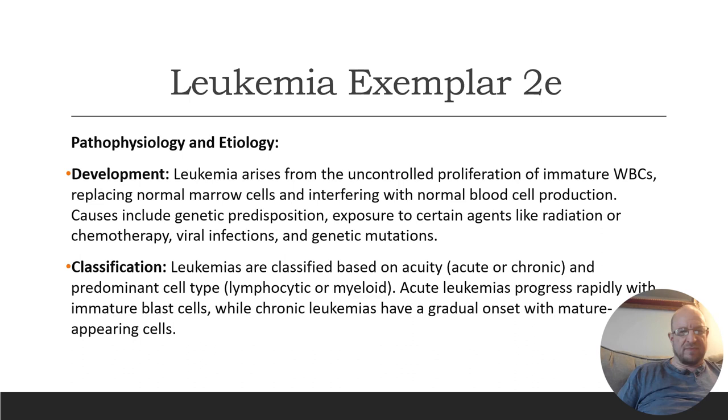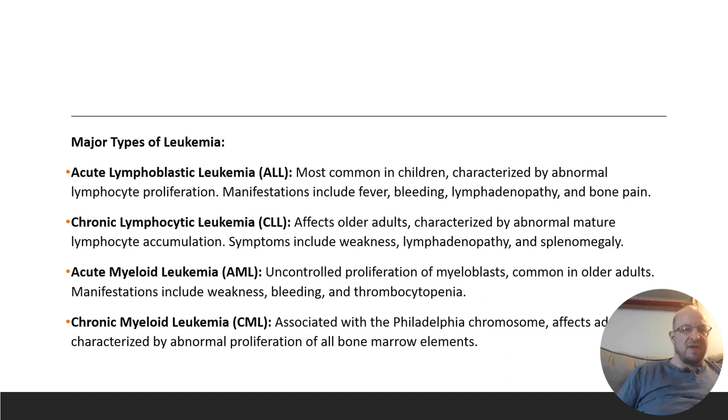Leukemia can be classified as acute or chronic, and the cell types, lymphocytic or myeloid, so know the differences. Acute leukemias progress rapidly with immature blast cells, while chronic leukemias have a gradual onset with mature appearing cells. Major types, and be familiar with these.